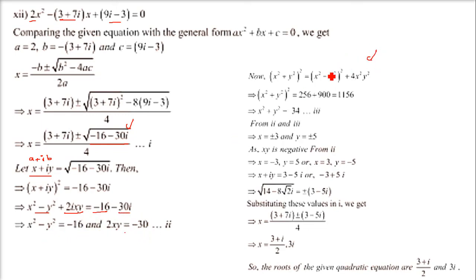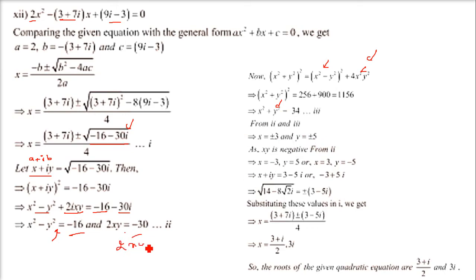Now we have a formula: x square plus y square whole square is x square minus y square whole square plus 4x square y square. Now in this place put this one, in this place put this one. You get x square plus y square equal to 34. Now we have already seen how to solve this. Solve this one and this one. You get x equal to plus minus 3, y equal to plus minus 5.